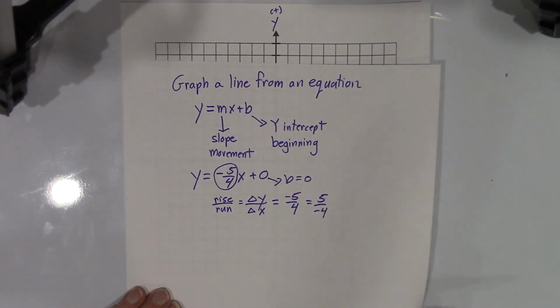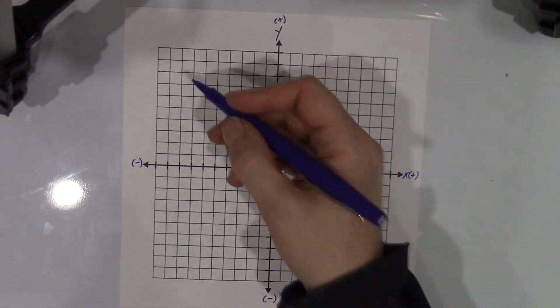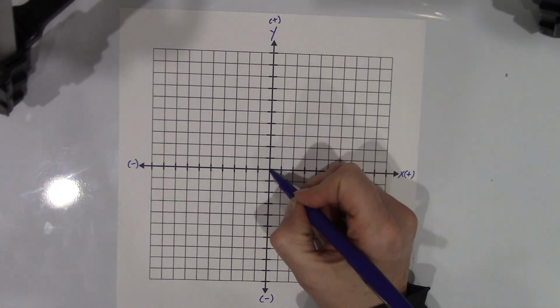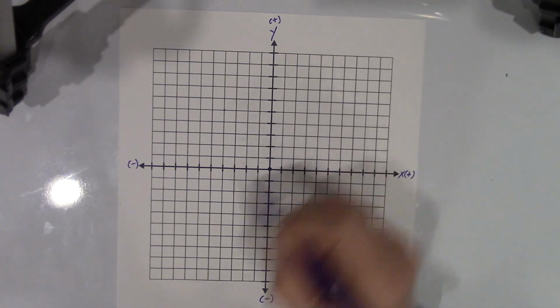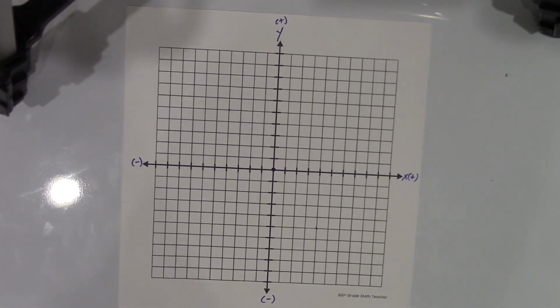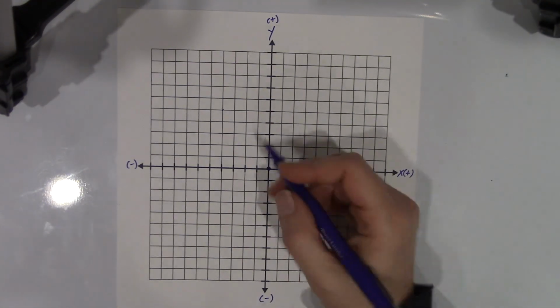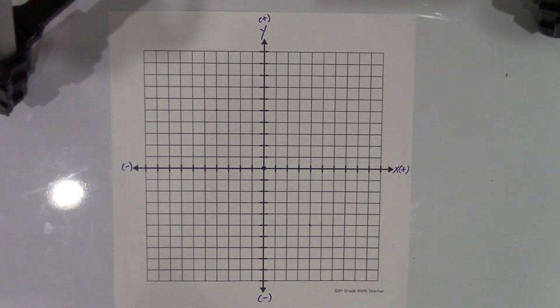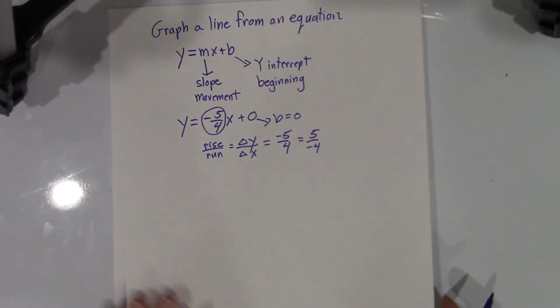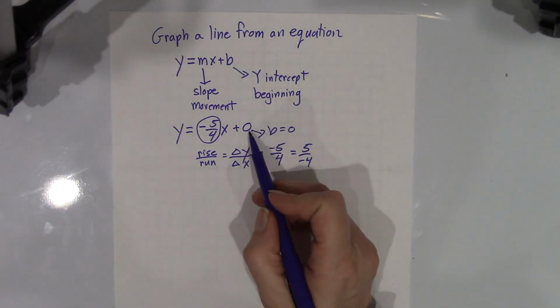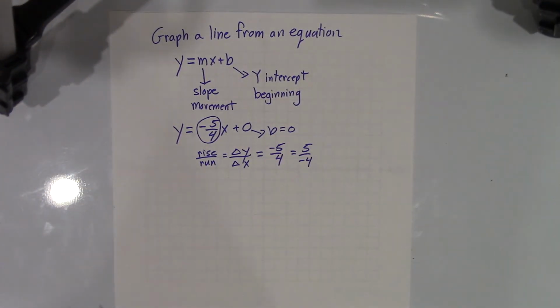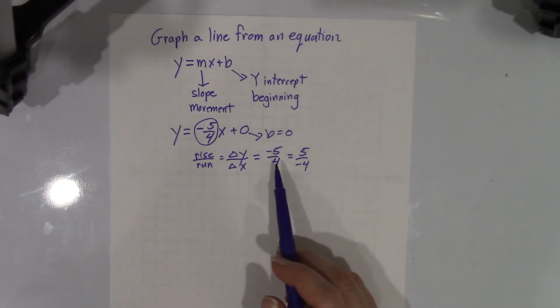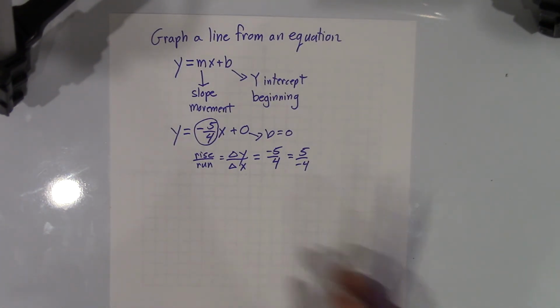So that means my line crosses the y-axis at y = 0, which is right here, dead center. So all of our lines today, our beginning point is going to be right in the center, because our y-intercept is going to be 0. Then I have a slope, let's start with this one, of -5/4.